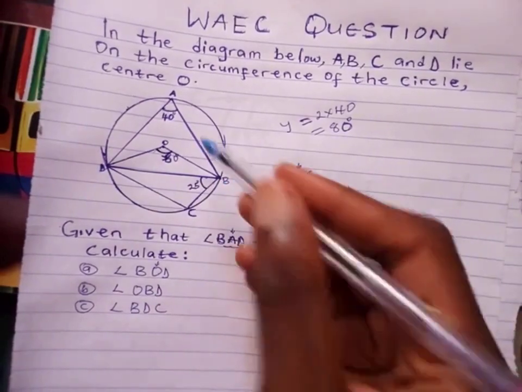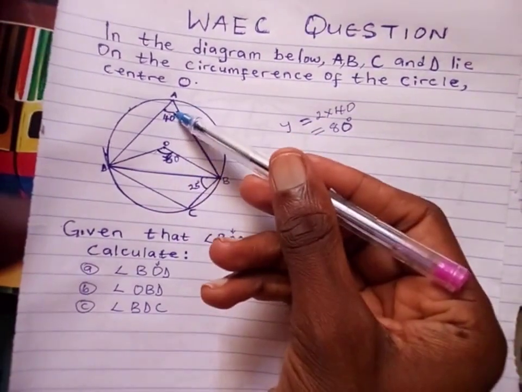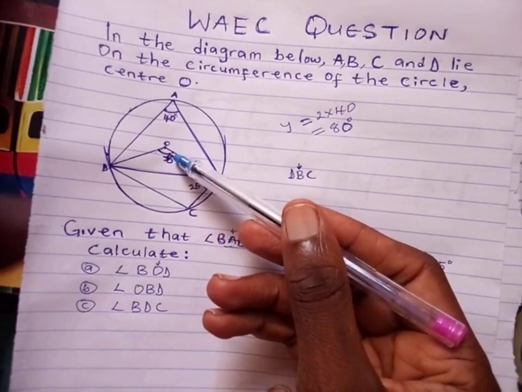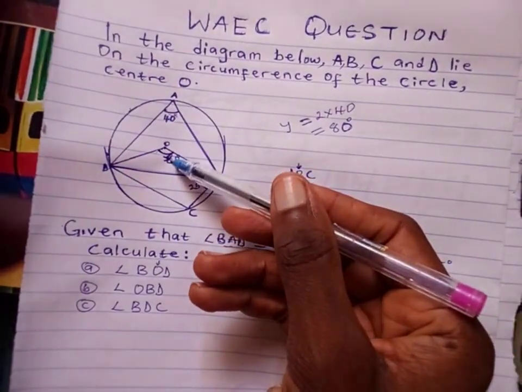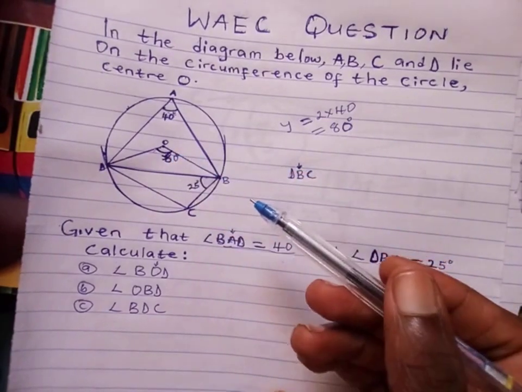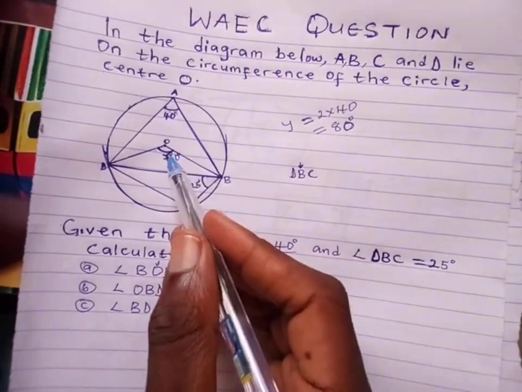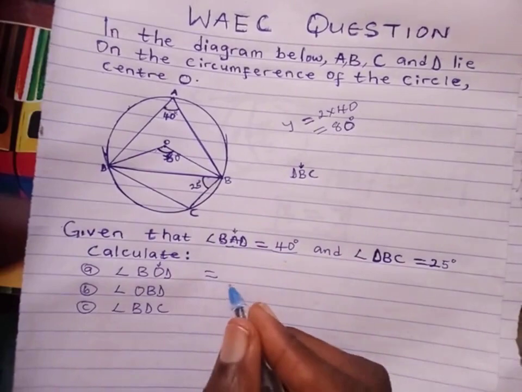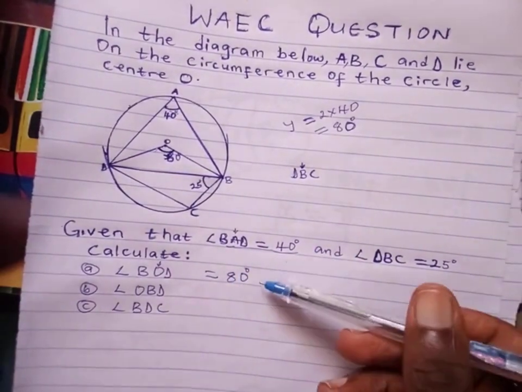So just imagine now that this place is 20 degrees. Assuming that the angle here is 20 degrees, what do you think will be the angle at the center? The angle at the center is going to be 2 times 20, and that is going to give you 40. So that is theorem number 3. Okay, so do well to review that theorem we looked at. So the angle here is going to be equal to 80 degrees, applying theorem 3.